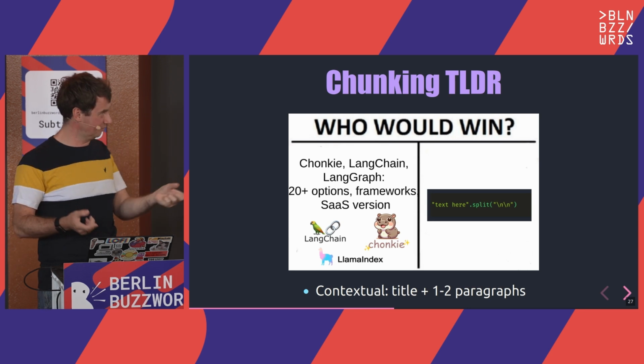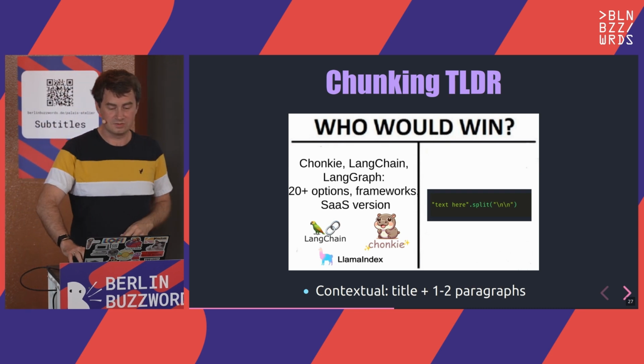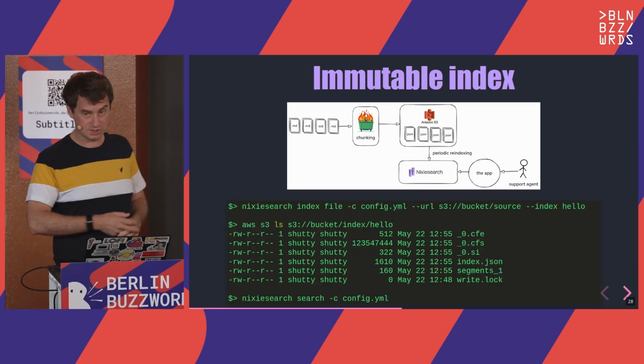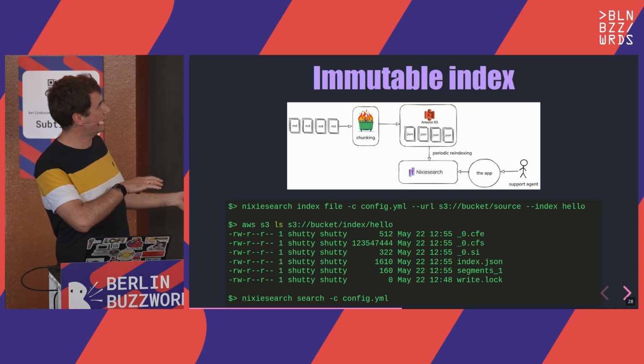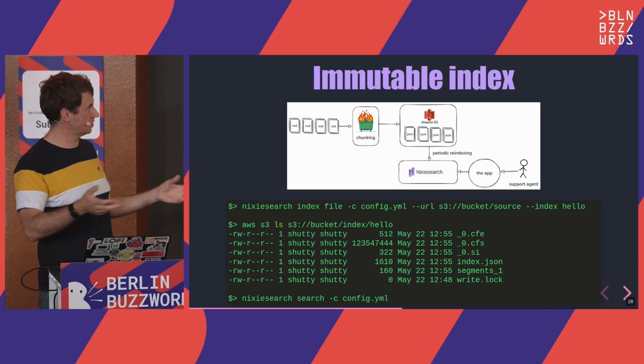Detecting this with Python is much easier than hitting a SaaS endpoint. So that's what we actually used. And at the end, we just dumped everything to block storage. As the knowledge base is not frequently updated, it will just be an immutable index.